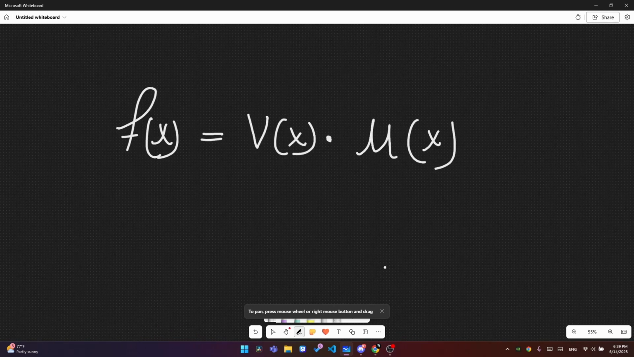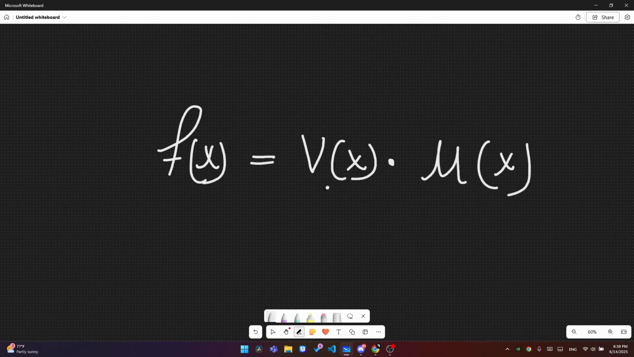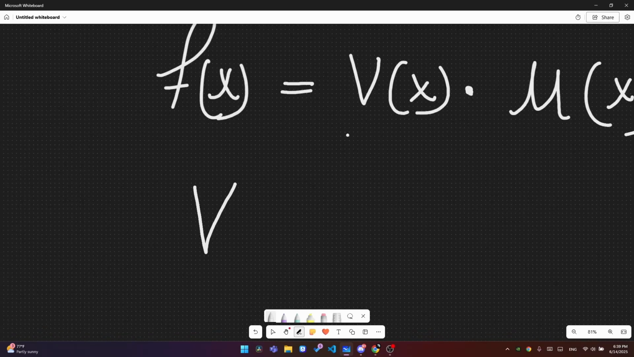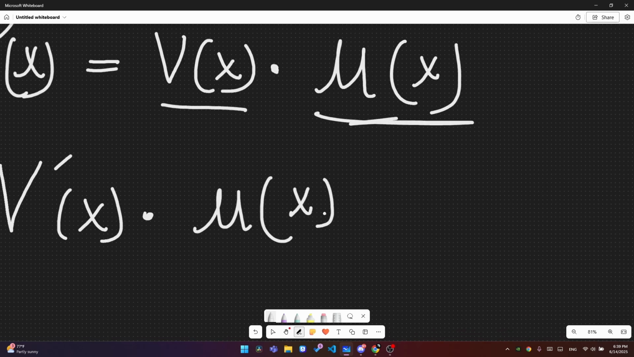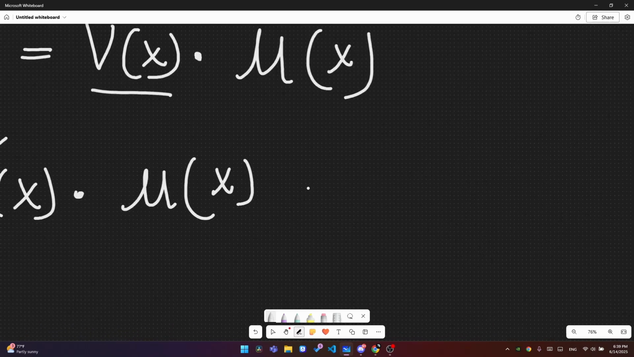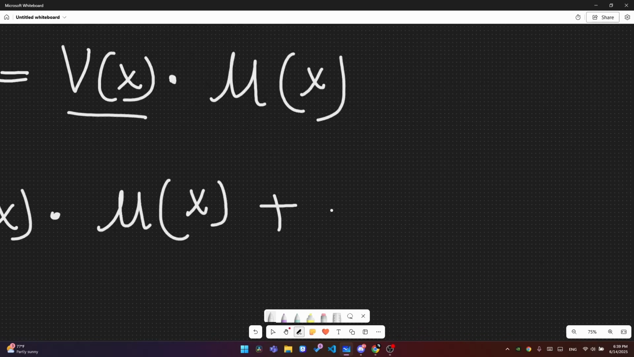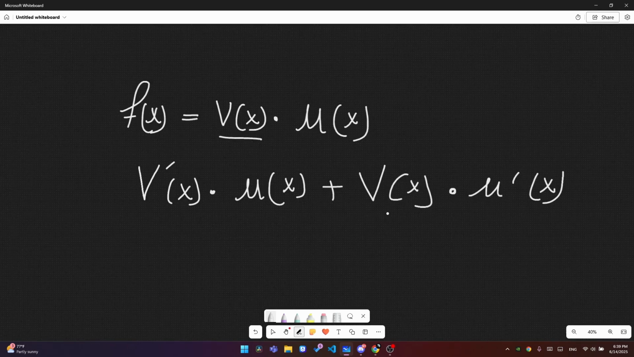Now, in your first year of calculus, to differentiate f, you would use something called the product rule, which is the derivative of this first function multiplied by the second function right here, plus the first function right here multiplied by the derivative of the second function. Product rule.